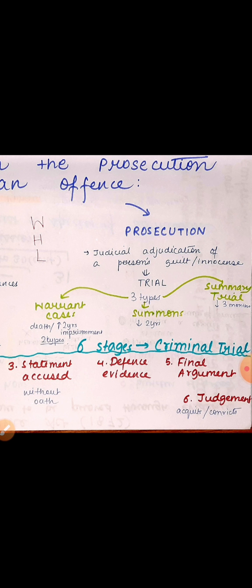Anyway, so 3 types of trial. Warrant cases. In warrant cases, the accused is punished with death or imprisonment for more than 2 years. And CRPC provides for 2 types of procedure for the trial of warrant cases, either those instituted upon a police report or those instituted upon private complaint. Summons cases are the ones which impose punishments for a period of less than 2 years. And in summary trial, the accused is punished for less than 3 months.